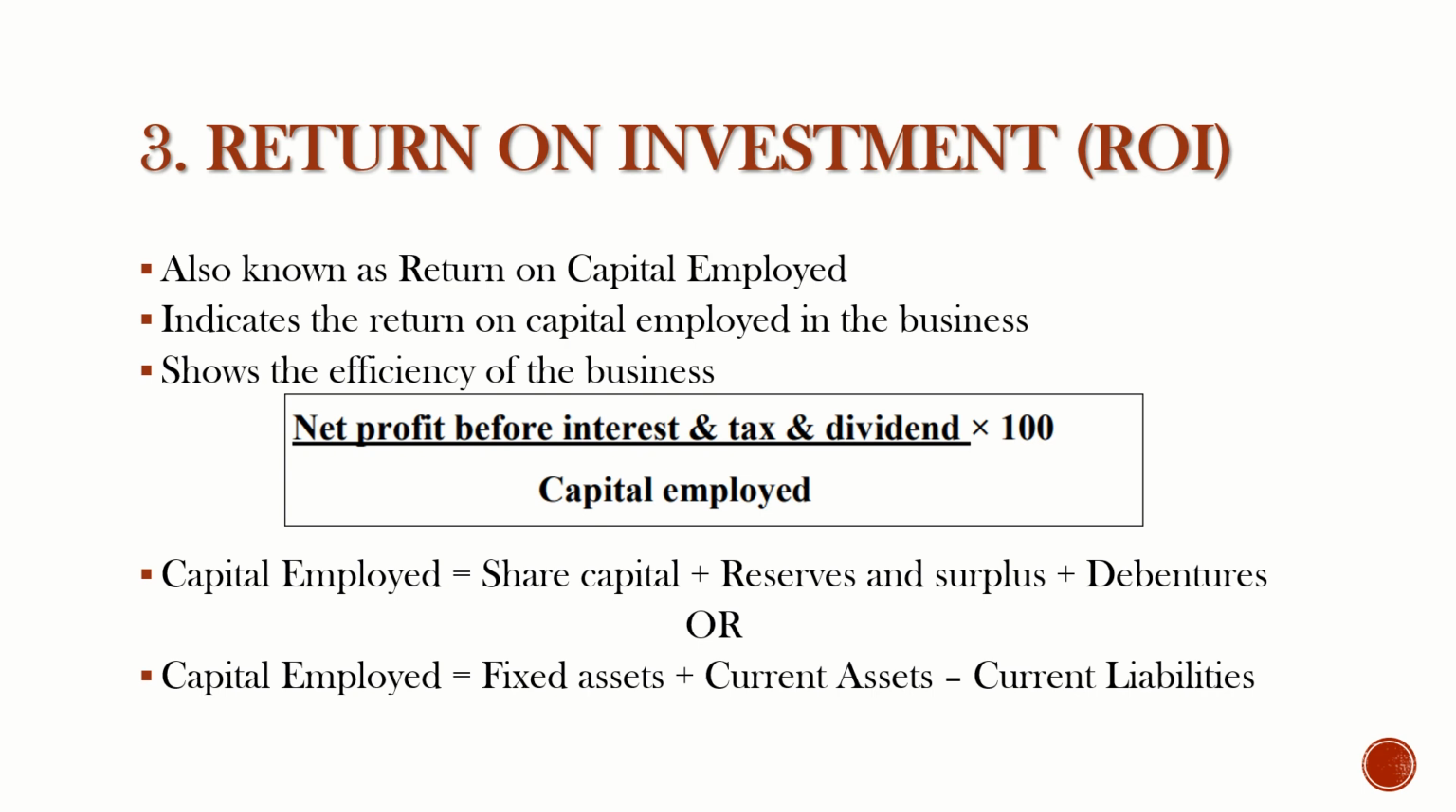Now let's see what is capital employed. So capital employed can be the sum of the share capital, reserves and surplus, and debentures. Or in other words, it can also be calculated as follows. That means fixed assets plus current assets minus current liabilities. So in these two ways, we can arrive at the capital employed so that we can calculate the return on investment or ROI.